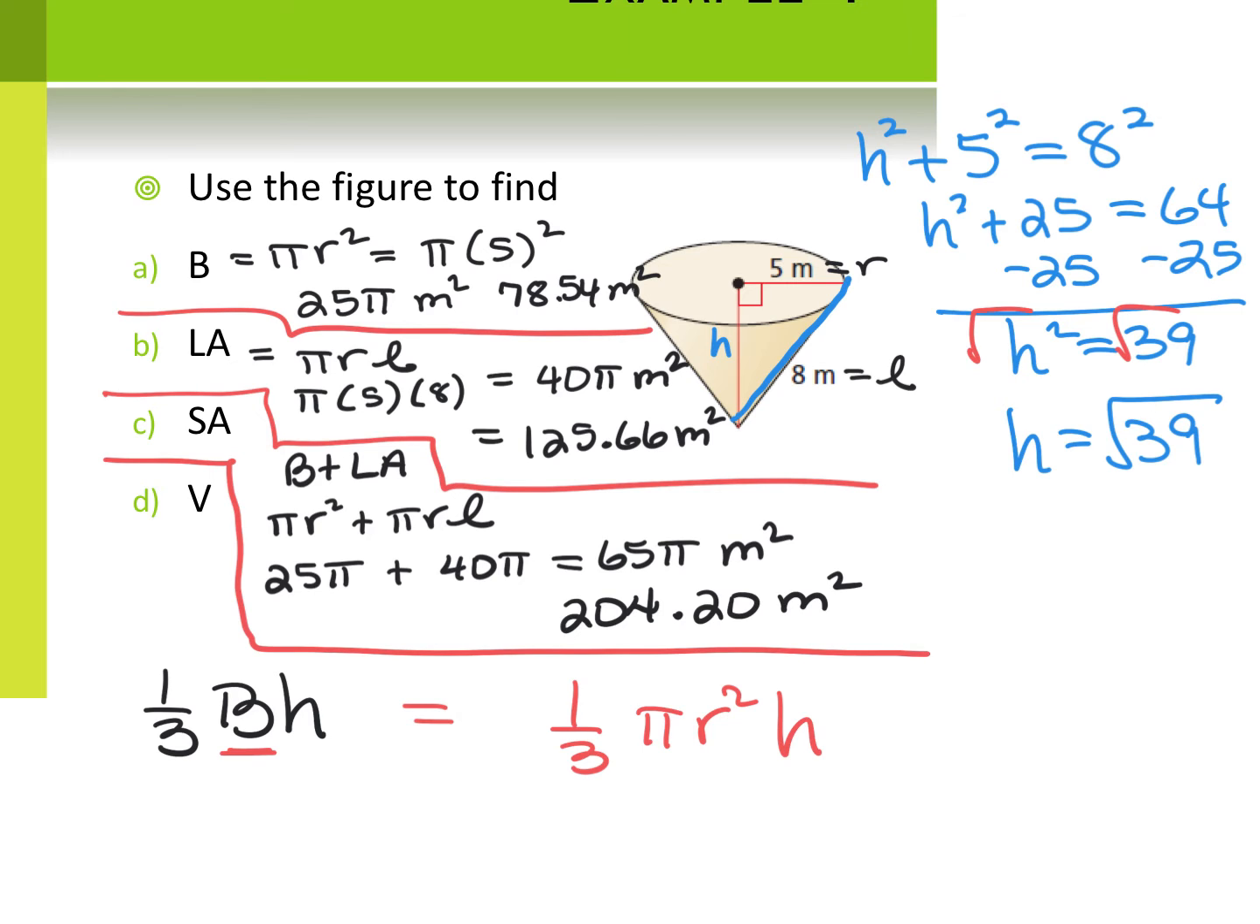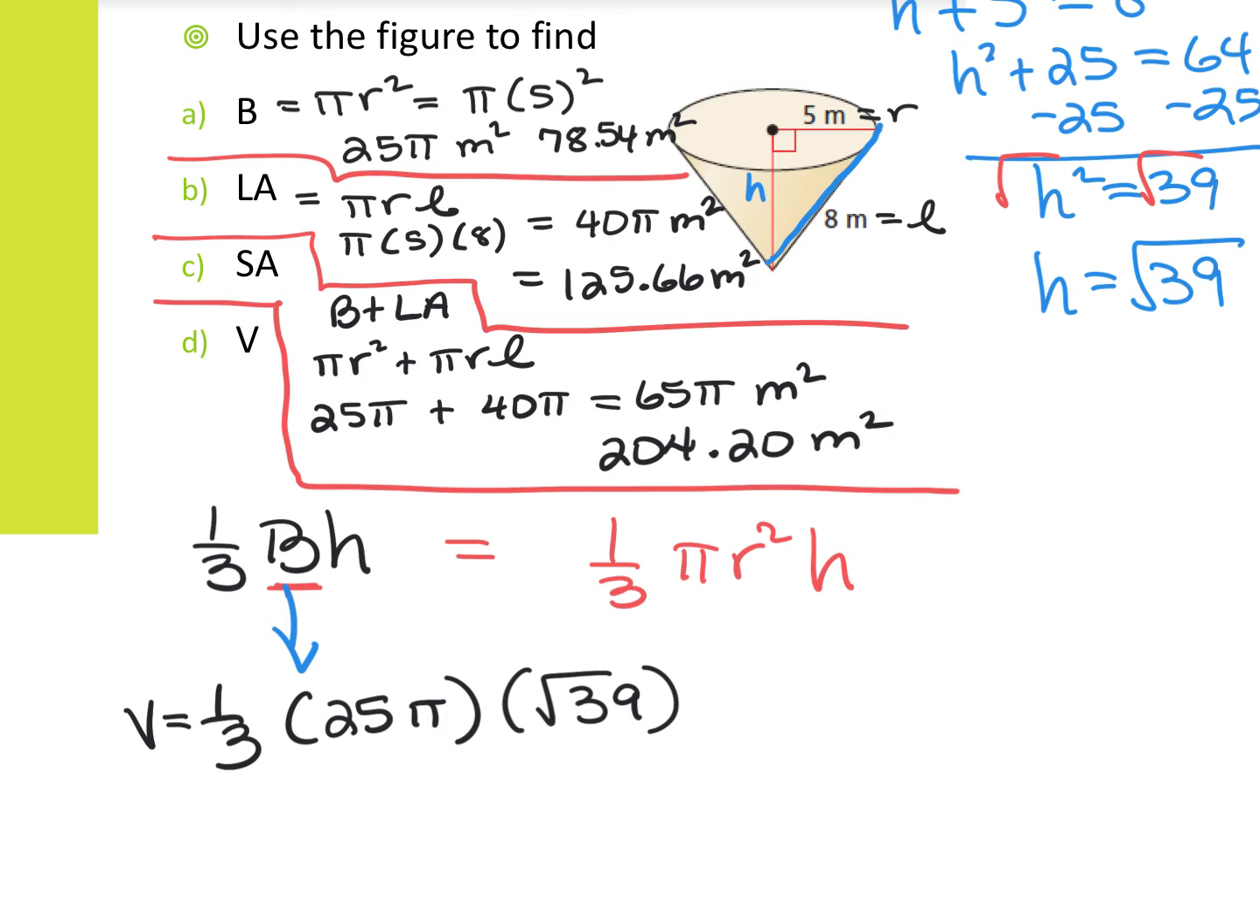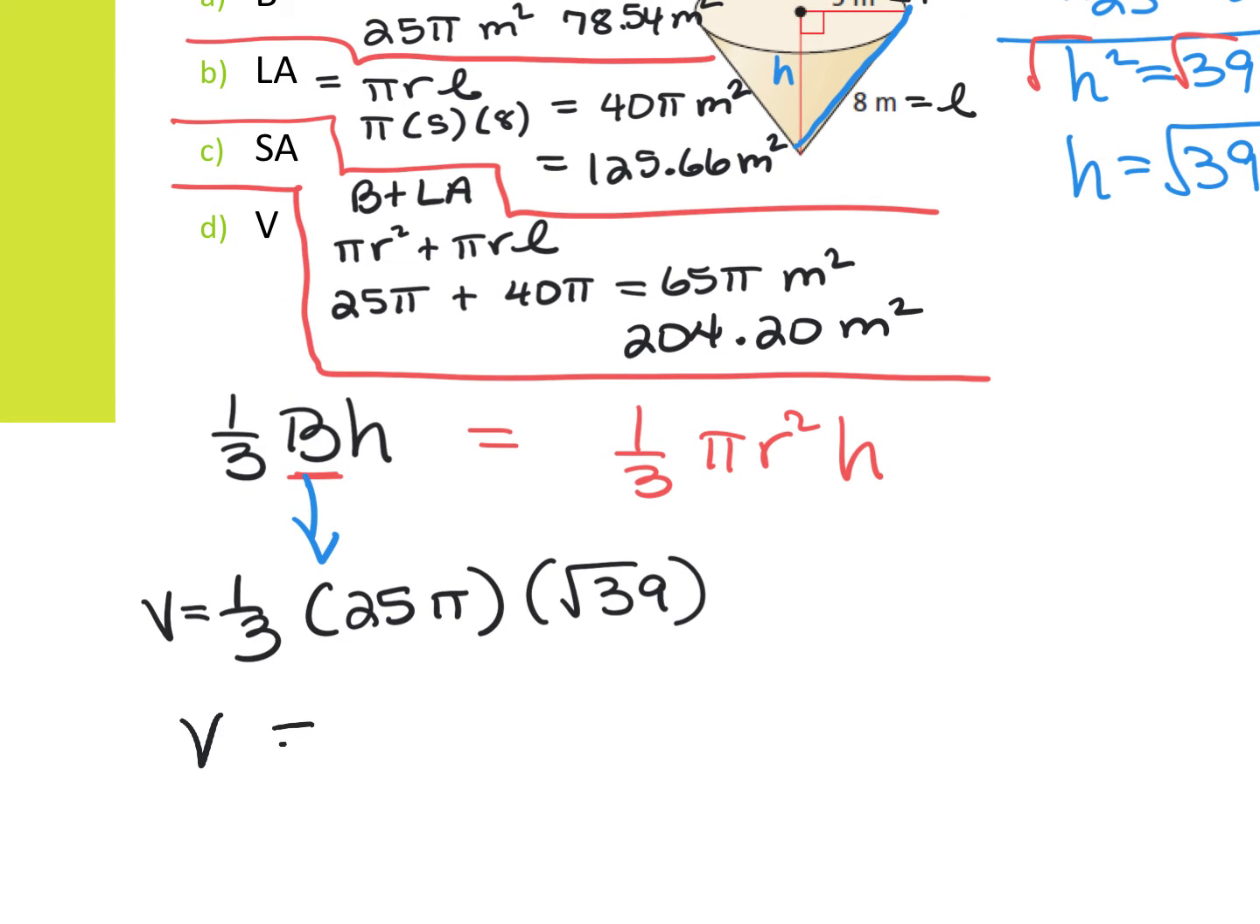So when I go to do this, for the volume though, I'm just going to use my calculator and figure out what the square root of 39 is. So I've already done the capital B here. I did that in part A. So it's 1/3 times 25 pi times the height, which is the square root of 39. I'm going to go ahead and multiply all of this and round it to the hundredths place. So 163.49, and this time it's meters cubed.